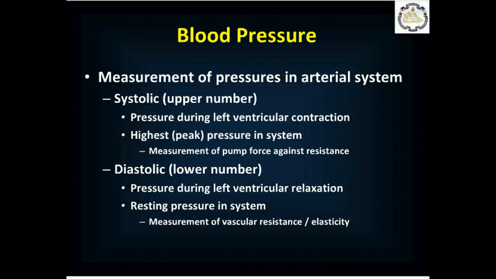And so the systolic is the pressure during left ventricular contraction when all that extra blood is squirted out of the ventricle and into the arterial system. It's the peak pressure in the system, and it measures pump force against resistance. The lower number, the diastolic, is when the left ventricle relaxes. And so now that's the base arterial pressure, the static pressure. There's not blood pushing through. There's no pulse wave going through. It's just the blood sitting there, and it's a measurement of the pressure as the blood sits there. And that measures vascular resistance and the elasticity of the vessels.